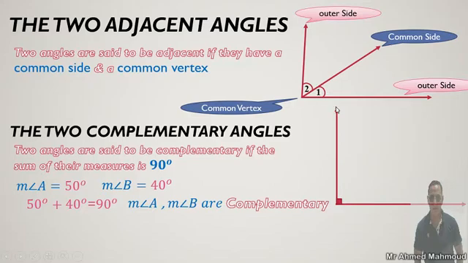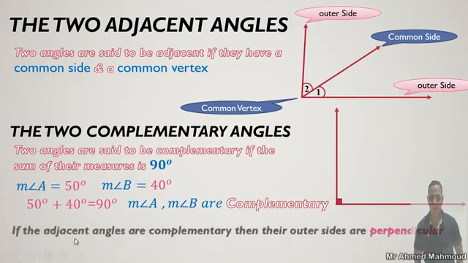As we see here, the outer sides form a right angle, or we have a word we studied before which is called perpendicular. Then if two adjacent angles are complementary, their outer sides are perpendicular. Again, if we have two adjacent angles and they are complementary, then their outer sides are perpendicular, as we see here.